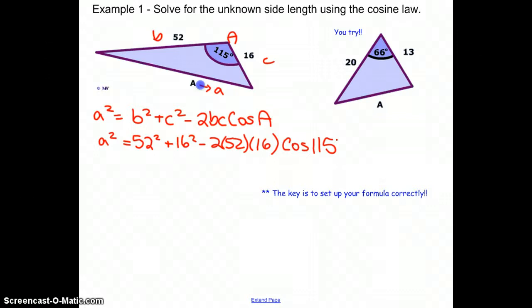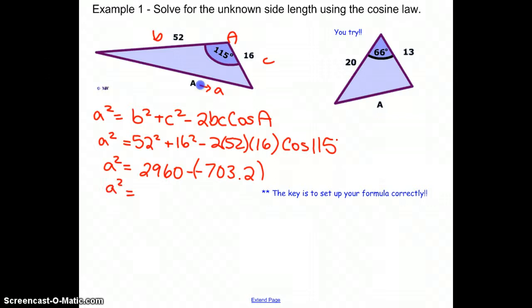So to figure out a, we're just going to start using BEDMAS rules. The first thing that we need to do is our exponents. So we're going to square 52 and square 16. We can also add them together since they're on their own. So when we add them together, we get 2,960 minus 2 times 52 times 16 times cos 115, which is going to give us a negative 703.2. So when you subtract a negative, they turn to a positive.